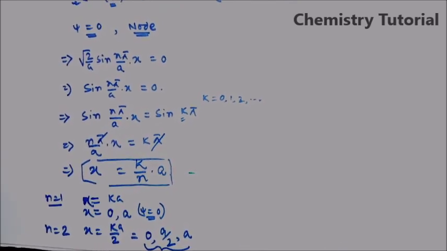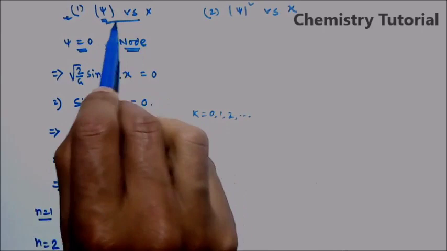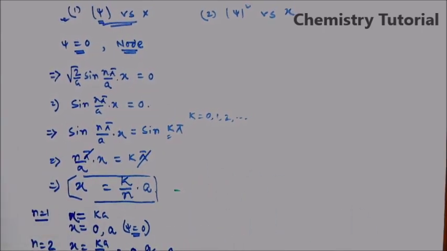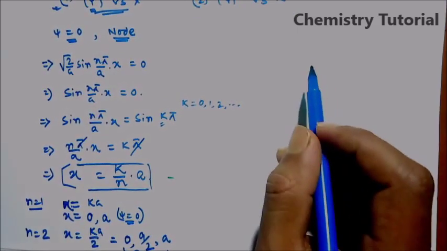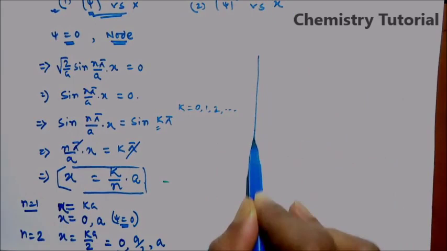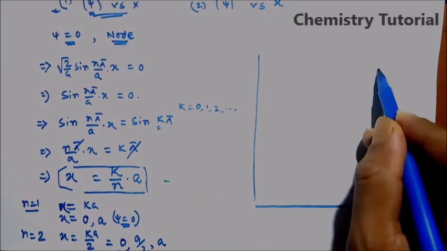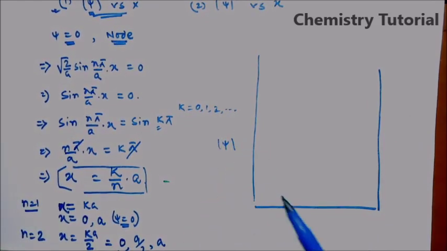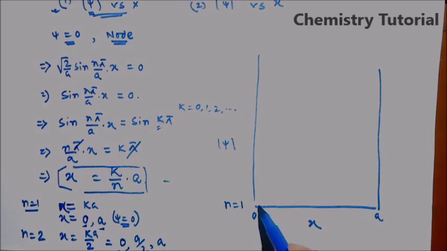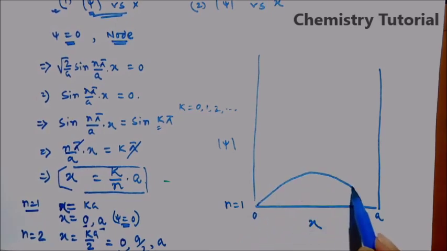Now we plot the graph of this one, how it will be from the formula. So suppose this is the one-dimensional box. This side we have plotted the psi and this side is the x. For n equal to 1, we find that at 0 and a there is a node, so the wave function will be somewhat like this.